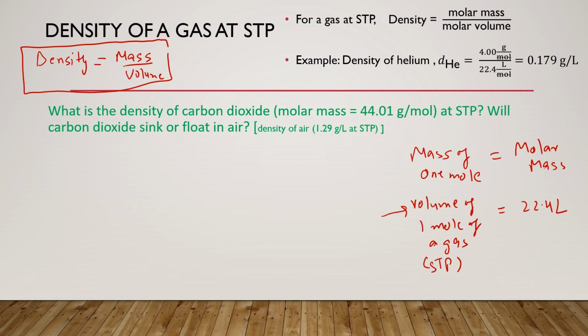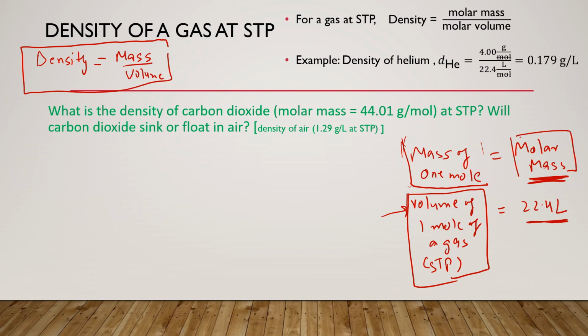But the mass of 1 mole is independent of STP, so therefore this also works at STP, but the volume only works at STP. But in any case, if we have a gas at STP, we know that the mass of 1 mole of that gas is equal to the molar mass of that gas, and the volume of that 1 mole of gas is equal to 22.4 liters. So by substituting these values in the density formula, we can calculate the density of a gas.